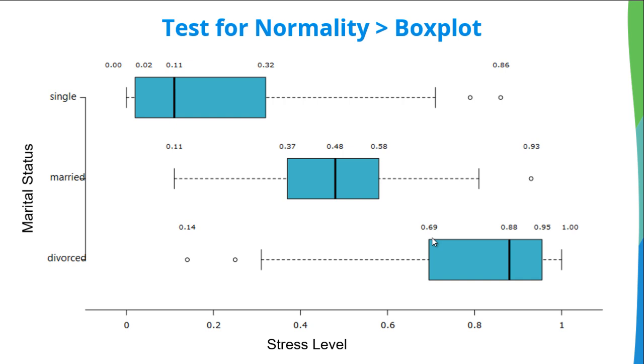The median of the first distribution is the highest of the three distributions. This median is 0.88 for the first. When you look at the scale here, 0.88 here, 0.48 here, and 0.11 here. You can see it on the scale. The divorced distribution is negatively skewed because the whisker and the half box are longer on the left side of the median than on the right side.